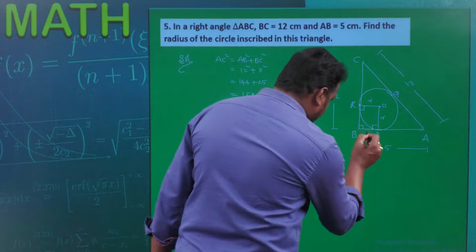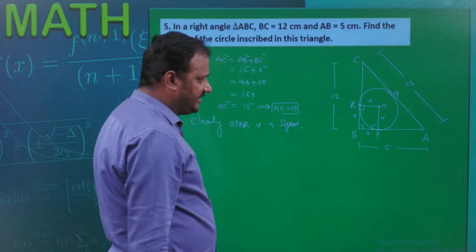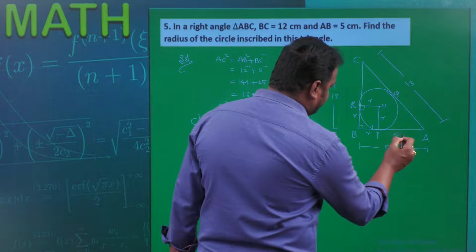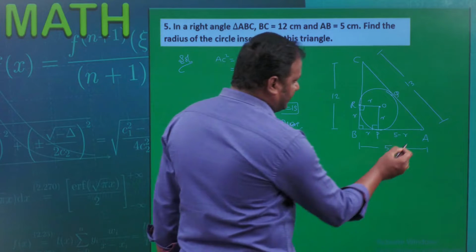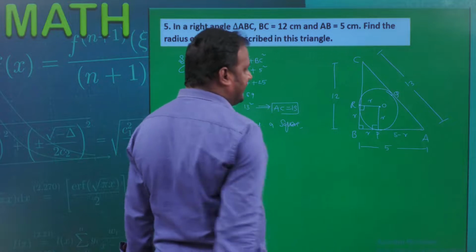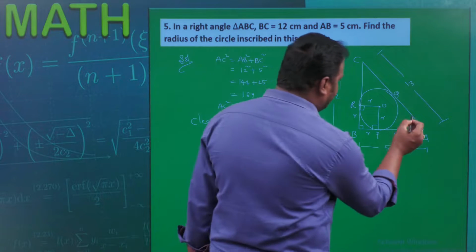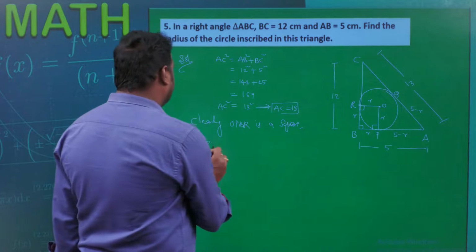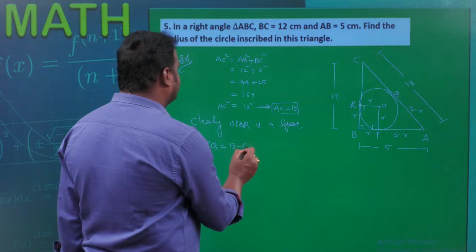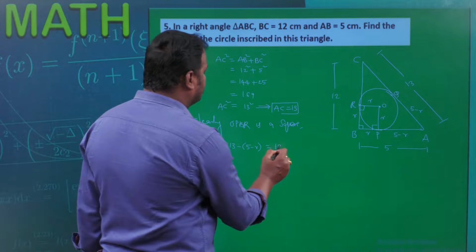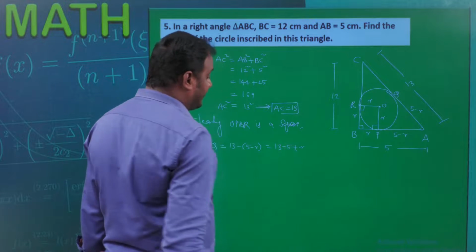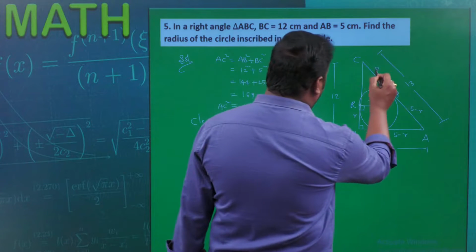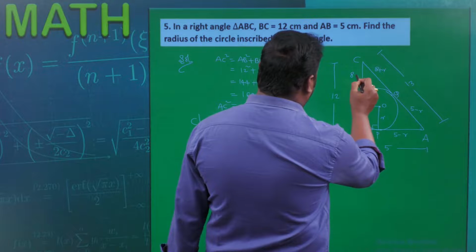This is R, this is also R, this is also R. Again, coming to the same point, this total length is equal to 5. This is R, then PA is going to be 5 minus R. And AP is equal to AQ because tangents drawn from an external point of a circle are equal. So this is 5 minus R, this one also 5 minus R. And what about CQ here? CQ is equal to 13 minus of 5 minus R, which is equal to 13 minus 5 plus R, which is 8 plus R. If this is 8 plus R, this one also 8 plus R.